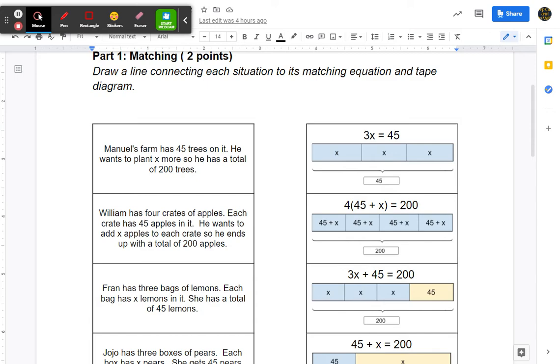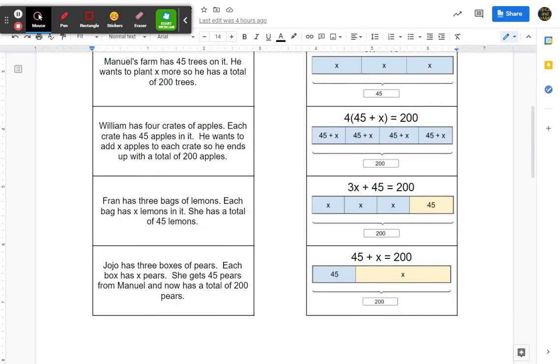In part one, you had to draw a line matching the problem to the possible equation. So let's look at each one. Let's start with Manuel's farm. Manuel's farm had 45 trees on it, and he wants to plant X more so that he has a total of 200 trees. So he has 45 trees on his farm, and he wants to plant X more, so he ends up with 200 trees.